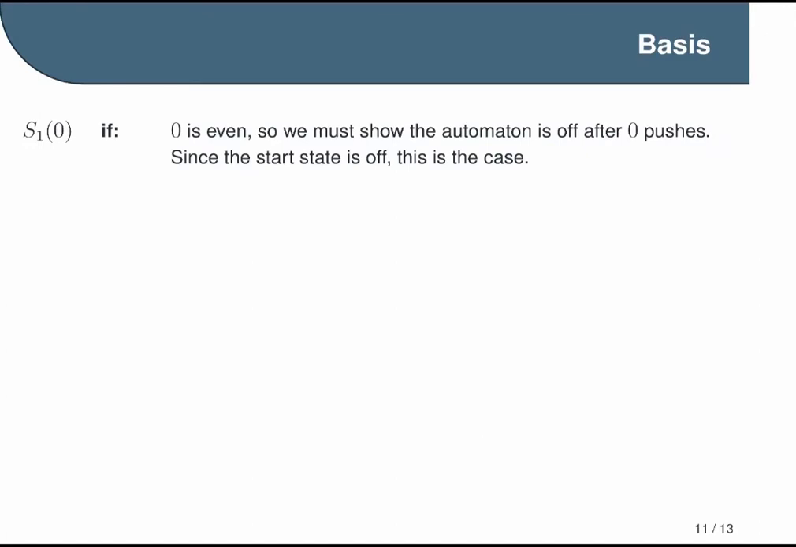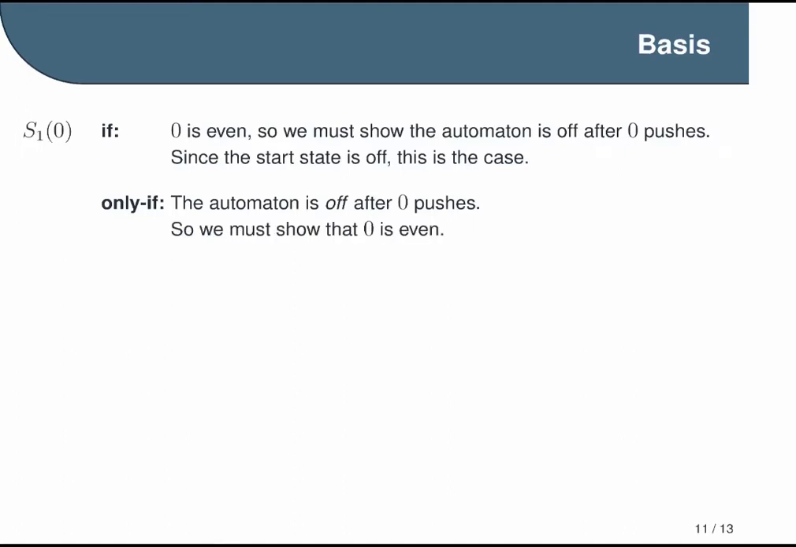Now, to prove the only if direction, what we have to prove is that if the automaton is off after 0 pushes, then 0 is an even number. So we start with the antecedent. We assume the automaton is off after 0 pushes. We must show that that means 0 is even. If you wanted to be extremely thorough, you could write out a definition of even numbers and show that 0 is even, but for this proof, it's not really necessary. We're just going to accept that we all know 0 is an even number, and so this is true.